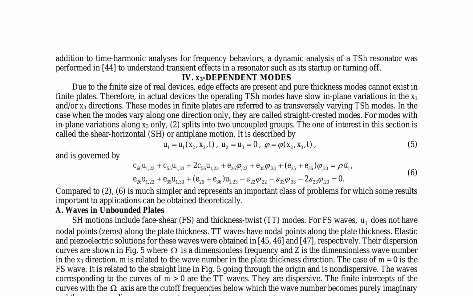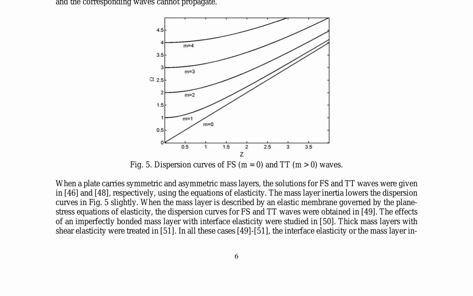The operating TSH modes exhibit slow in-plane variations in the x1 and/or x3 directions, referred to as transversely varying TSH modes. Specifically, modes with in-plane variations along x3 only are called shear horizontal, SH, or anti-plane motion, described by equations 5, and governed by equation 6. This simplification represents an important class of problems for which theoretical results can be obtained.